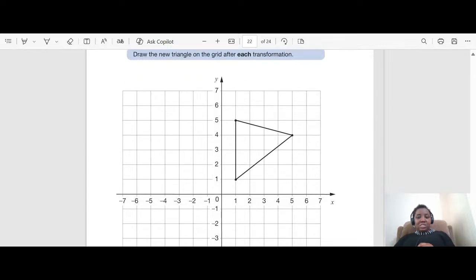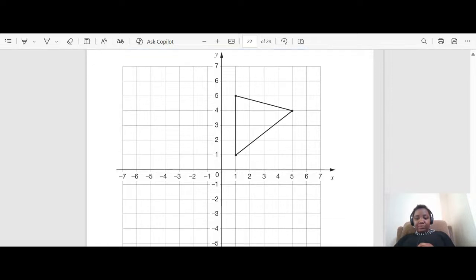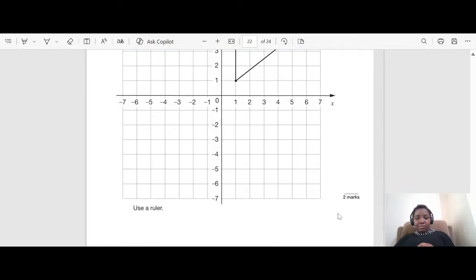If we are translating it 7 steps downwards, that means this will come down and this will be starting from here. Let me see if I can draw.